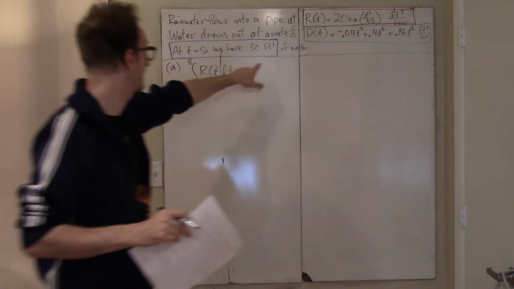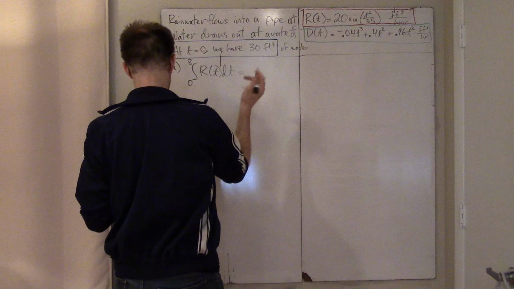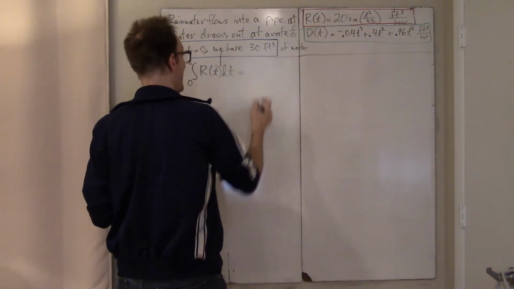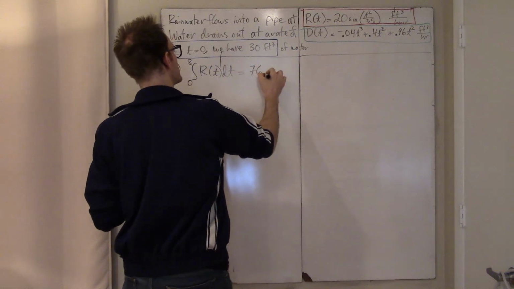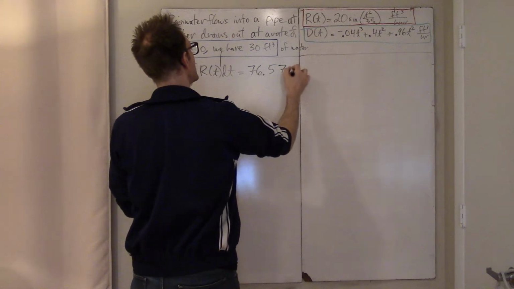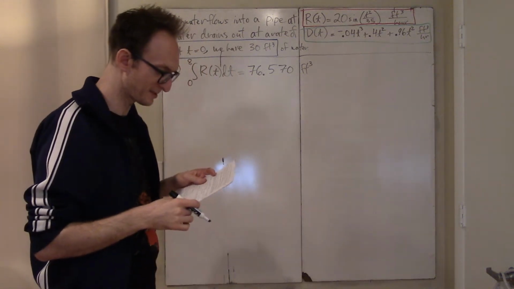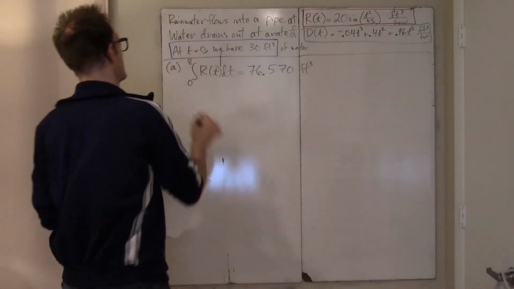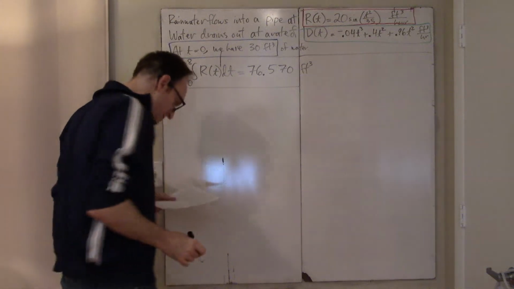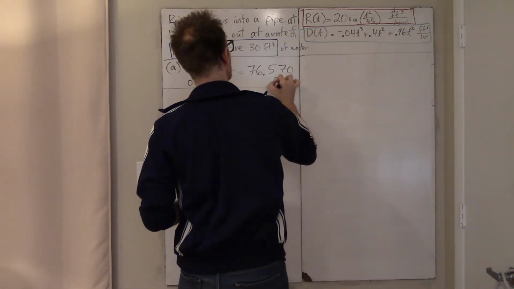So you just integrate this using your technology, and you don't have to do anything by hand. We end up with, I'll show this calculation later, 76.570, and the units are cubic feet. They're sort of big about units. Okay, that was one part down already. Just squeeze this in here, cubic feet.